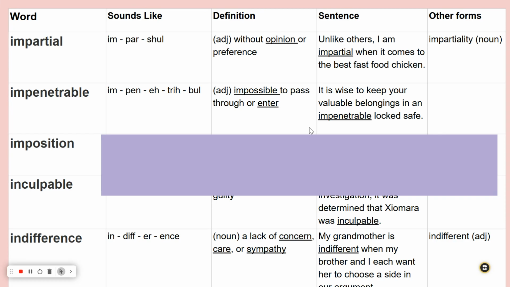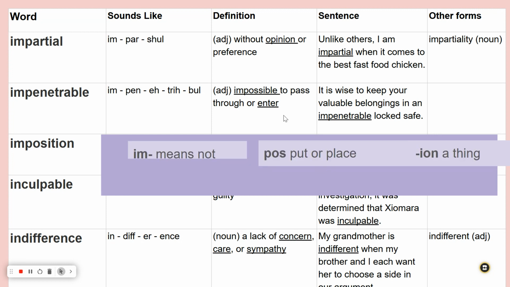And here we come to imposition. We already said im means not, post means put or place, and ion means a thing. So a not in place thing. When I think in place, I think maybe it's expected to be there, maybe it should be there. We're going to see our definition of imposition is kind of far from our prediction here, but let's look at it.